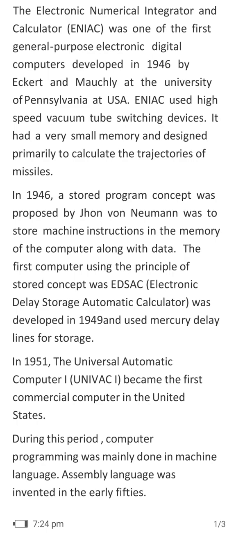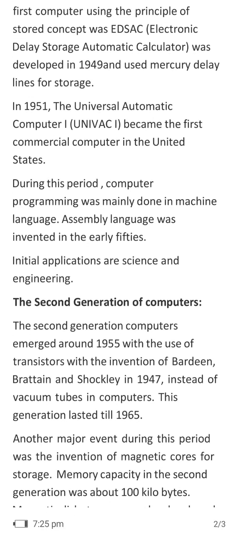In 1951, the Universal Automatic Computer, UNIVAC 1, became the first commercial computer in the United States. During this period, computer programming was mainly done in machine language. Assembly language was invented in the early 50s. Initial applications were only science and engineering applications used by the computers.